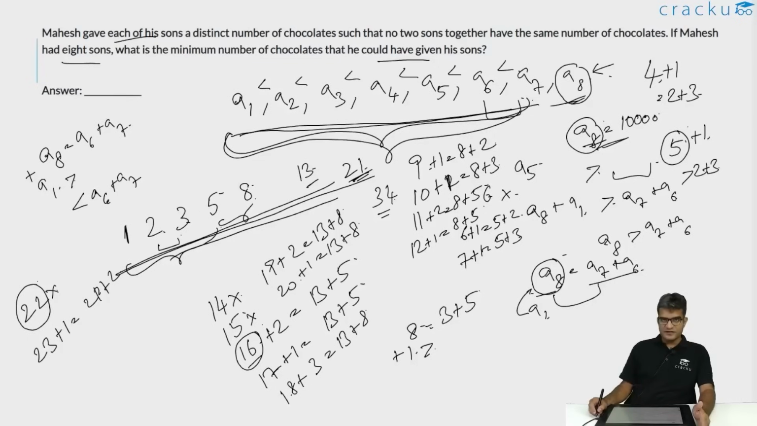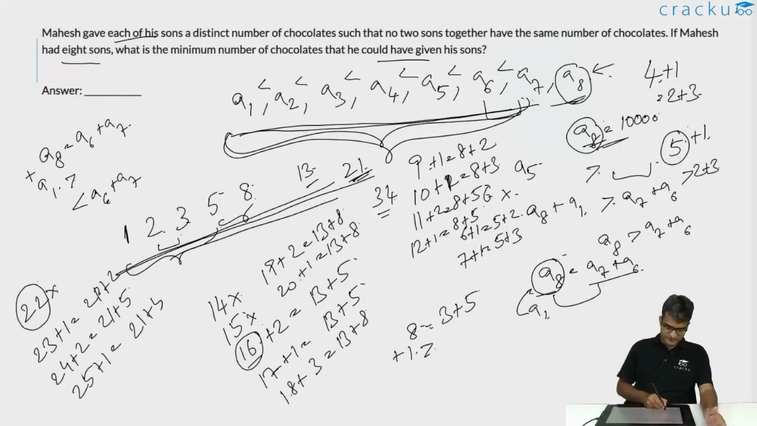For 24, the difference from 21 is 3 and 5 minus 2 is 3. So 24 plus 2 is equal to 21 plus 5. So it won't be true. If it is 25, the difference is 4. 5 minus 1 is 4. So 25 plus 1 is equal to 21 plus 5.